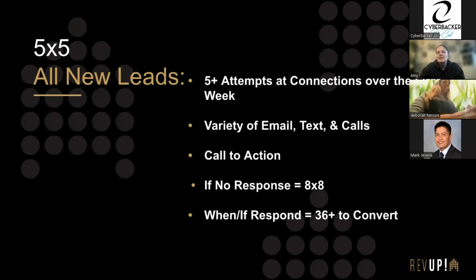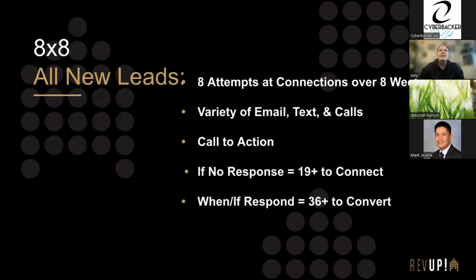That takes us to the end of the first 5 days. If they haven't responded, I'm going to move them over to what we call the 8x8 plan. The 8x8 plan is 8 attempts at connections over 8 weeks. So we're going to reach out to them over the course of 8 weeks. It's going to be a variety of emails, texts, and phone calls. We always want to include, again, that call to action or asking a question to hopefully get a response.